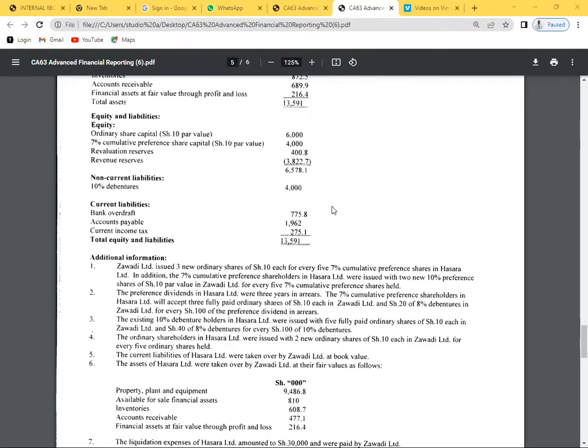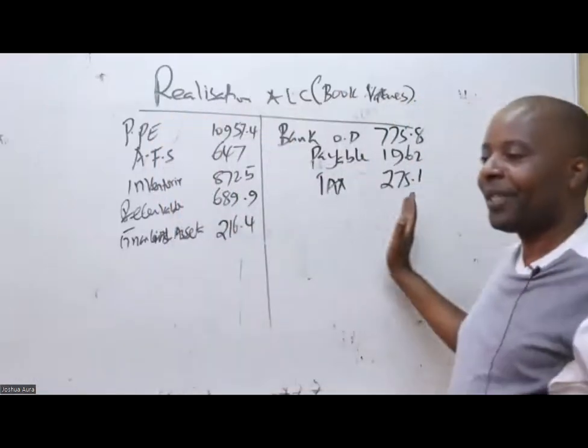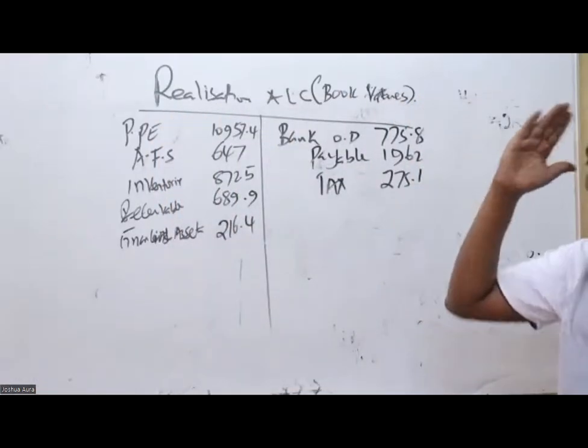We have payables of 1962. From there, we have tax, which is current, at 275.1. Let me know, ladies and gentlemen, whether you've been able to write up to here.